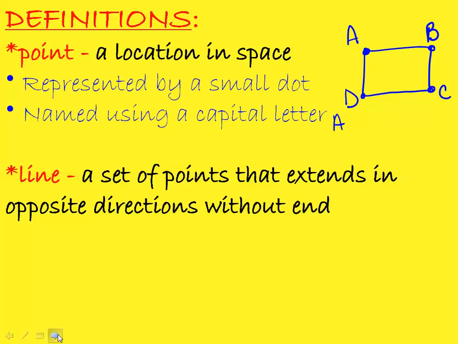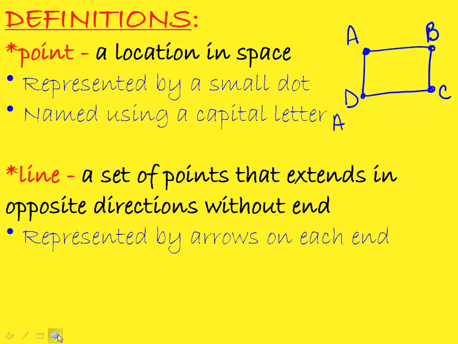Our next definition is a line. A line is a set of points that extends in opposite directions without end. In other words, a line goes forever. So when we're talking about a line, when we name it, we use a symbol with arrows on each end. When you name a line, above the name of the line, you're going to draw a symbol that looks like this.